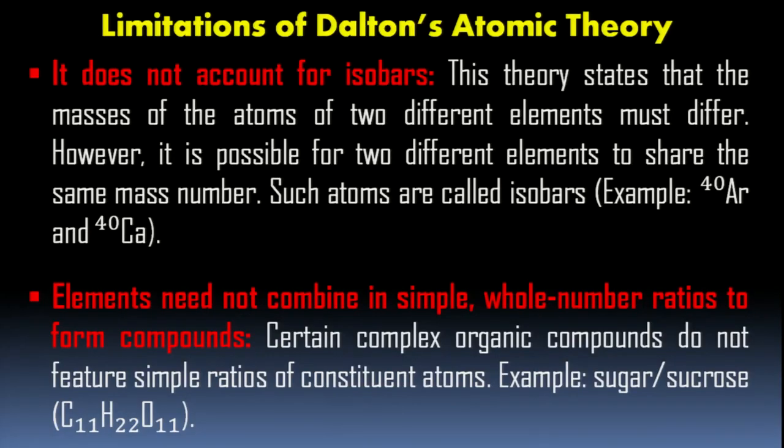One more thing. Elements need not combine in simple whole number ratios to form compounds. This was postulated by Dalton. But later on it was found that in some organic compounds, for example sugar, sucrose, it is C12H22O11. Like large number of carbon chains are there. One more limitation is there.